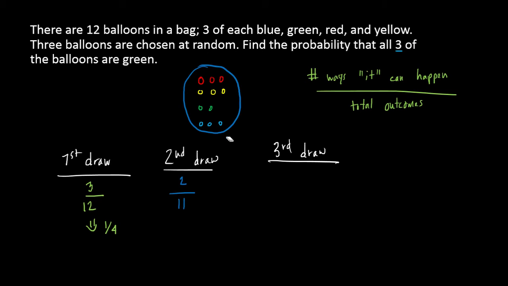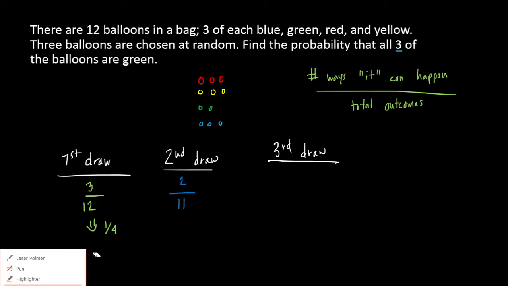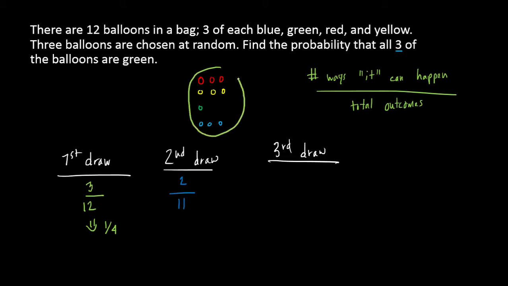What about my third draw? On my third draw, I've taken out one green balloon on the first draw, and now I've taken out another green on the second draw. So this is what my bag looks like now. Now there's only one green balloon I can pick from, and how many are left? 10 balloons. So you can see how we separated that for each situation, and we had to reevaluate what our total outcomes were each time. We didn't have 12 balloons in the bag each time. Each time the number in the bag decreased by 1.